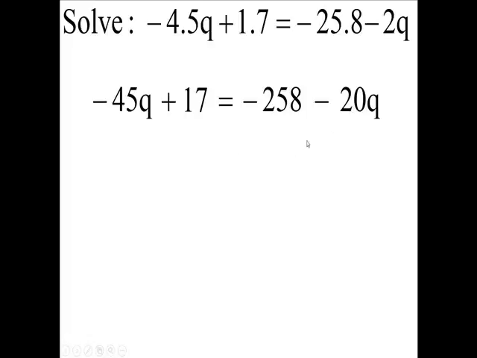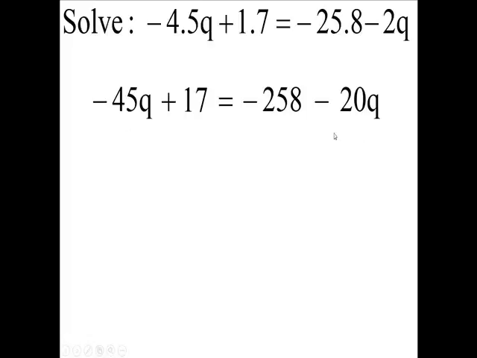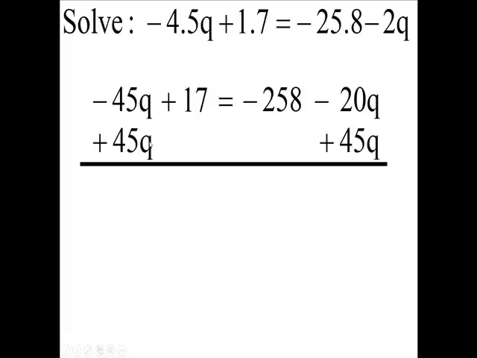Now, we want to get rid of the smaller of these two q's here, okay? So I'm going to get rid of the 45 because this is the smallest term, okay? So I'll add 45q to both sides of the equation here. We get rid of the smaller of the two numbers, and this one is negative 45. This is negative 20. Negative 45 is farther to the left on our number line, so that's the smallest number. Okay, so we're going to get rid of this by adding 45q to both sides.